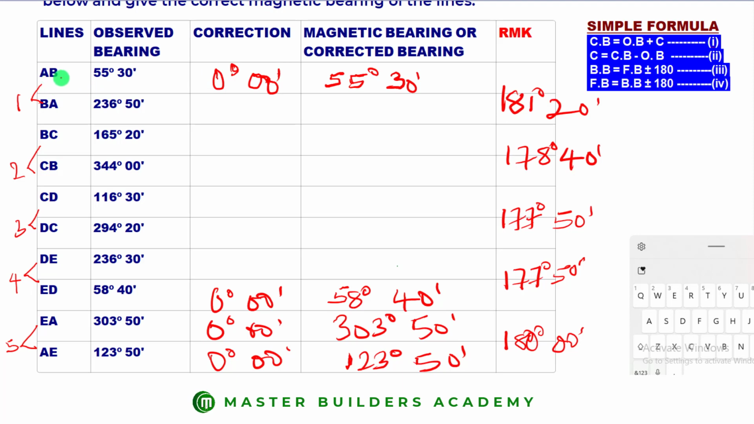So now, what do we need to do? Since I already know the corrected value for AB, as you can see, I can get my value for BA from this 55 degrees 30 minutes. How do I get this? I'll come back to equation 3.